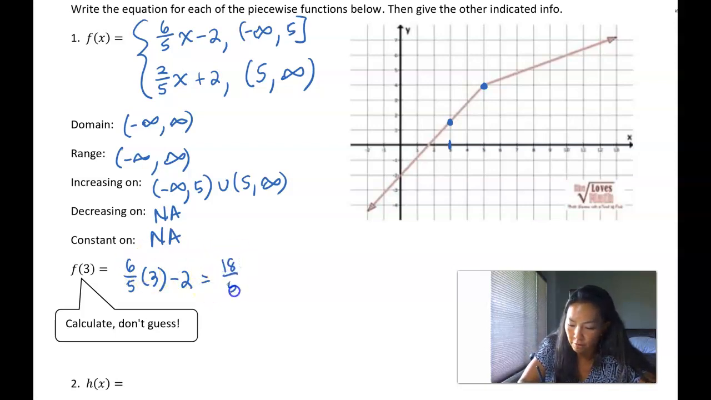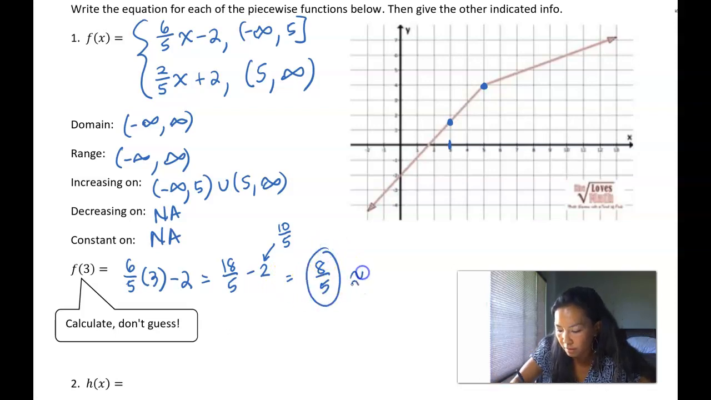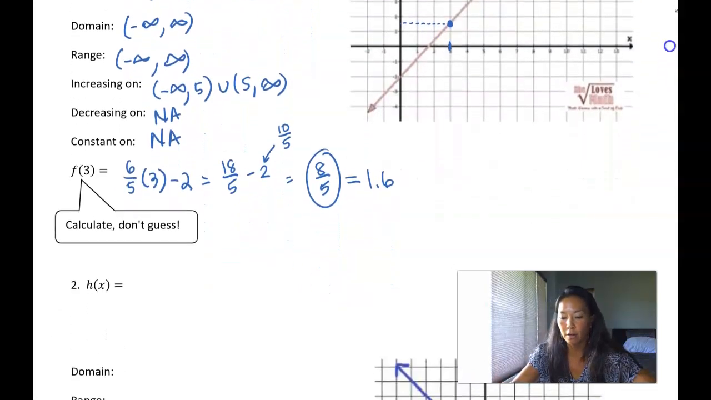Okay, now it's not a nice value, so let's just make it as nice as we can. That's going to be 18/5 minus 2, and then to make 2 out of 5, it'd be 10/5. Are we okay with that? So 18 minus 10, I get 8/5. And if you want to change it into a decimal value, what is that? 8 divided by 5, that's 1.6. Does that look like a 1.6 as a y value? Yeah, it does. So we are good. We have checked our work. We feel confident in what we have gotten there.